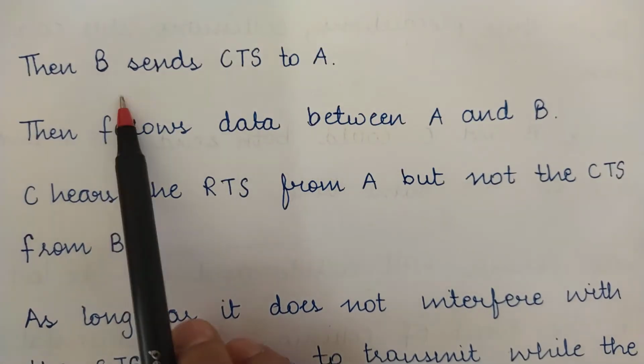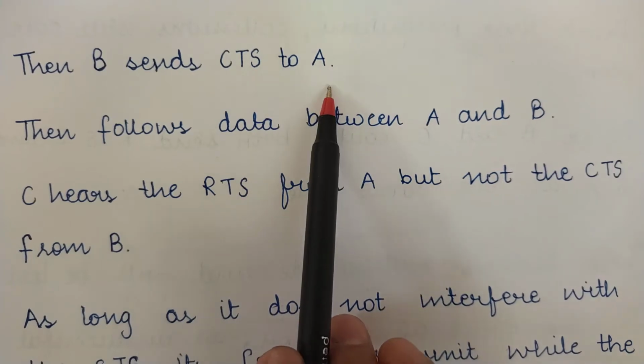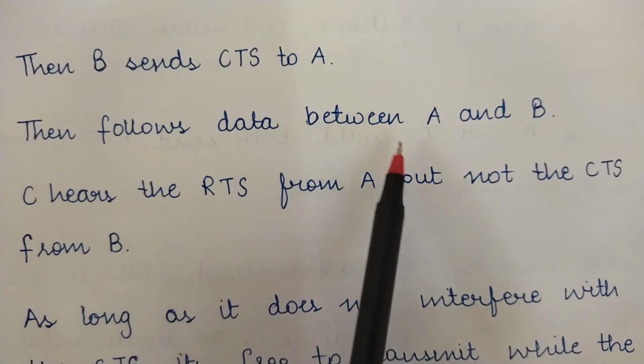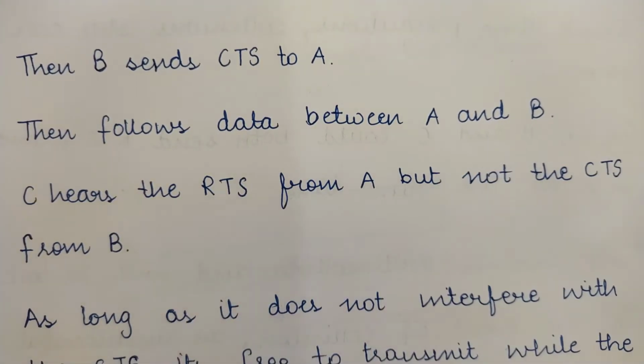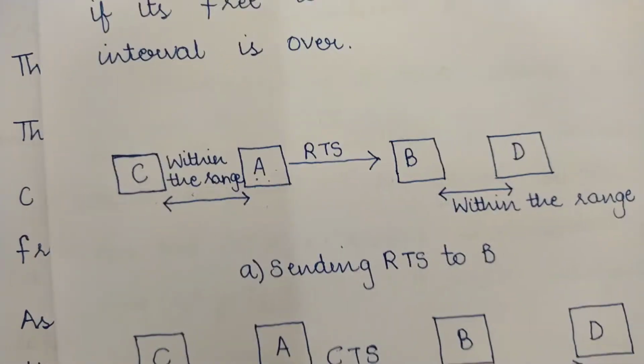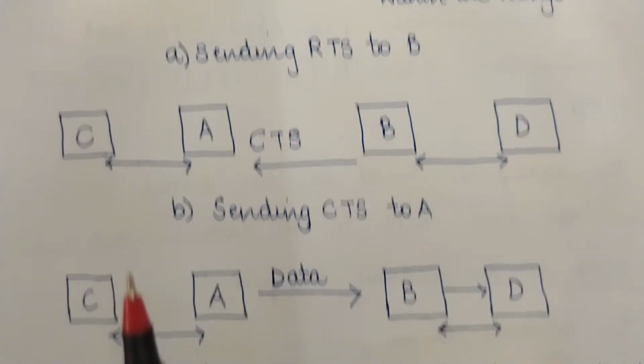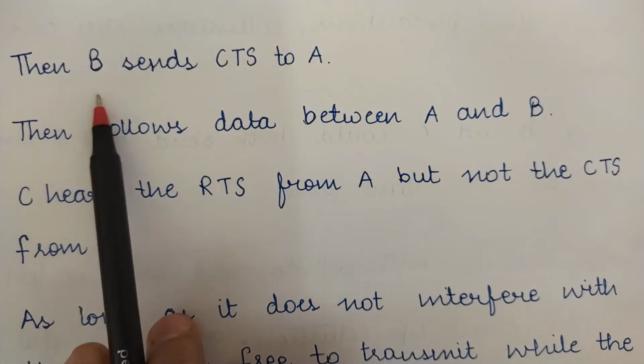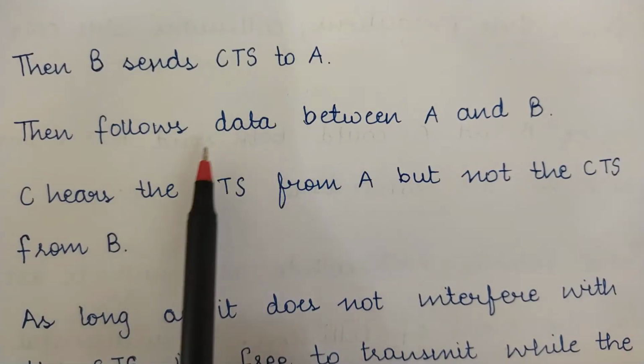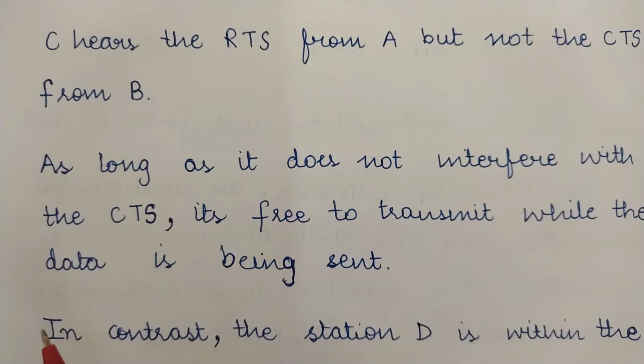Then node B sends CTS to A, and then data follows between A and B, just what we saw in the figure right now. This is what we saw, and this has been explained. So that means when B sends CTS to A, then actual data transmission follows.